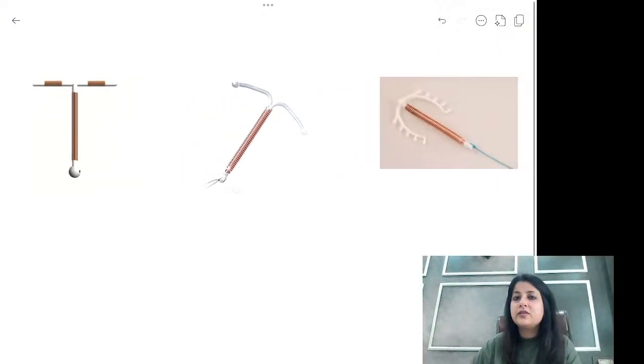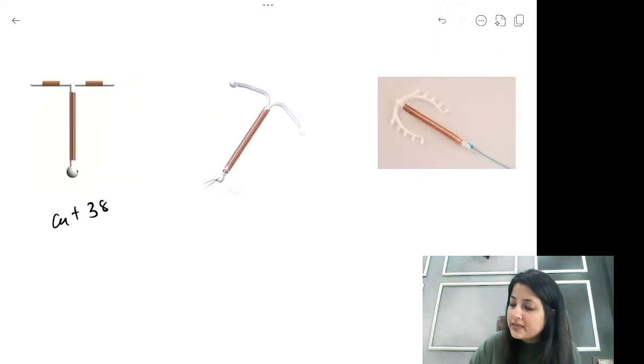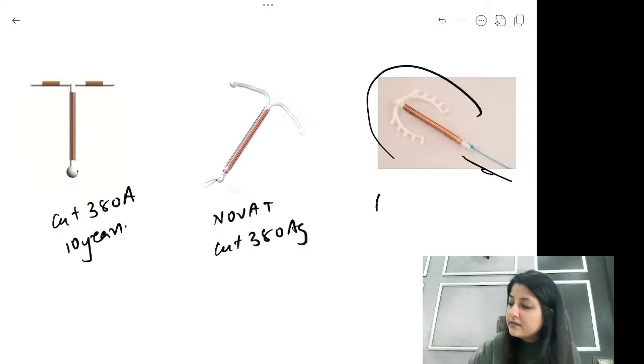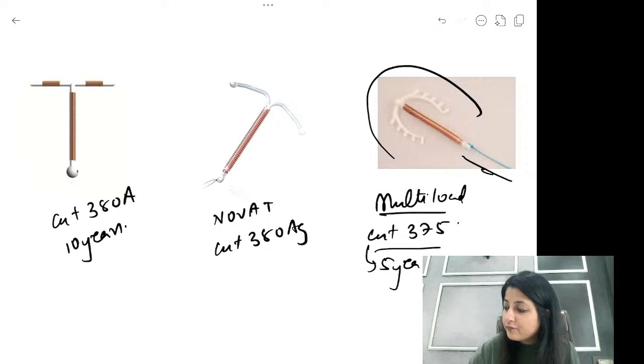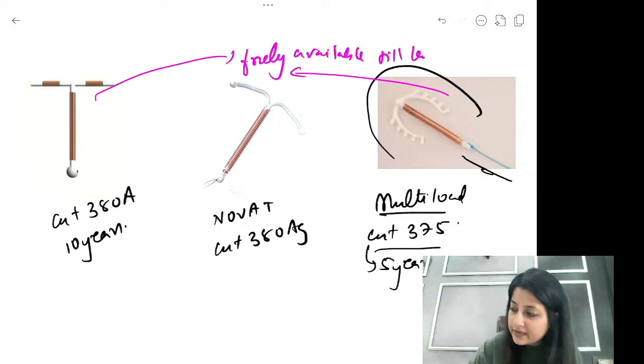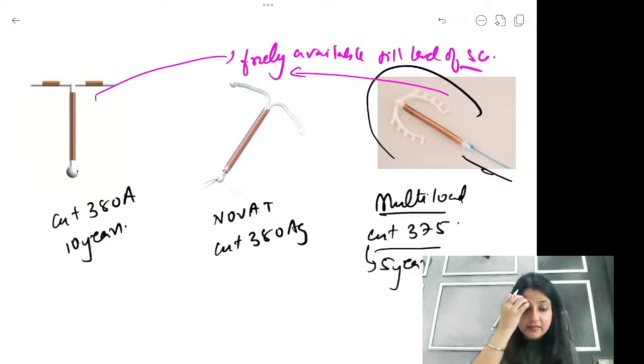Everybody look at these three images. You could be asked what are they? This is copper T 380A. Shelf life of 10 years. This is Nova T. Nova T is copper T 380AG. And this one with the blue color thread is multi-load. Okay, this is copper T 375. This has a shelf life of 5 years. Now please remember, 380A and 375 are freely available, till the level of subcenter. Copper T 380A and copper multi-load are freely available.